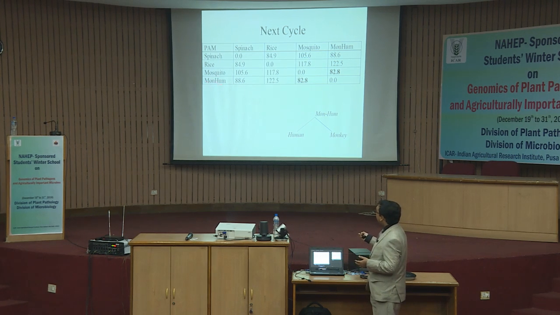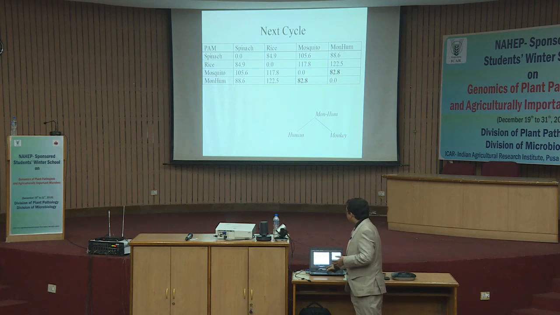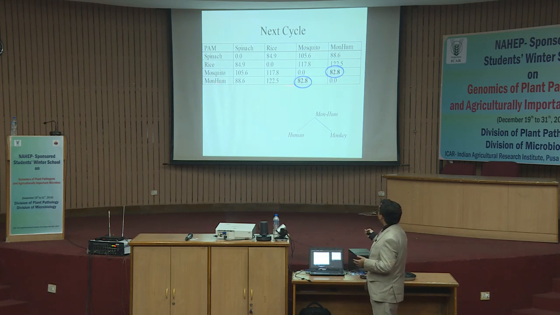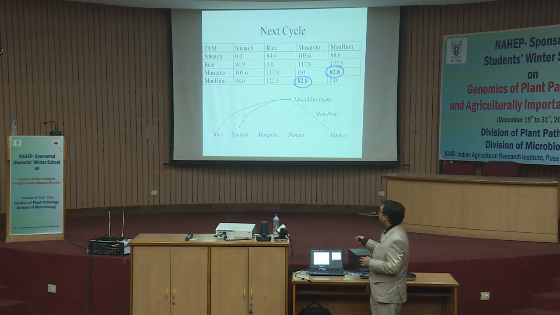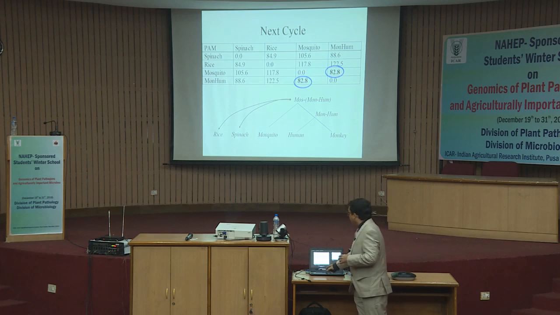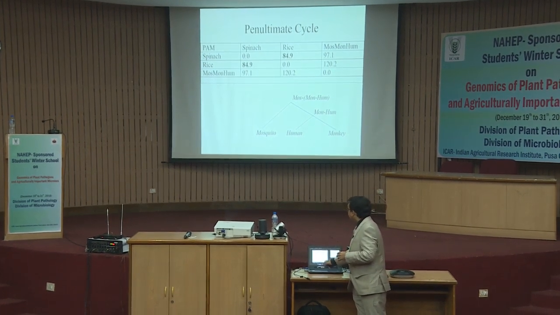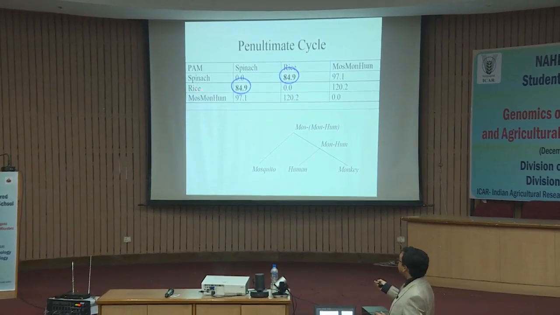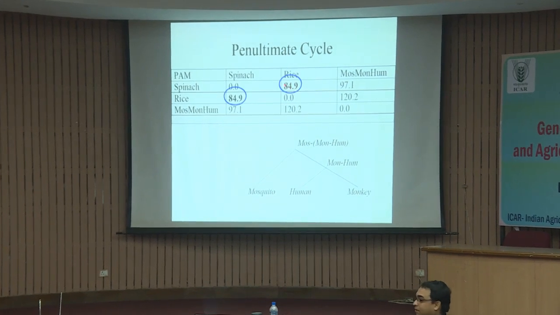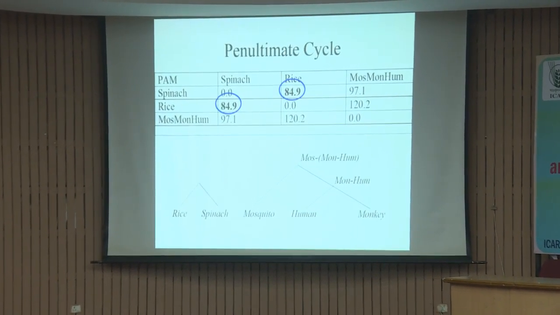So, again the software will generate another table in the next cycle. Now it will take monkey human as a group and try to analyze with the other sequences, and they observe that mosquito is coming closer to monkey human. So, now they join with the mosquito. So, the branch is growing, and then mosquito, monkey, human they will treat as a group, and then they will try to analyze what is closer to them. Now, in another cycle, we observe that it is not monkey human, the close relationship is between rice and spinach.